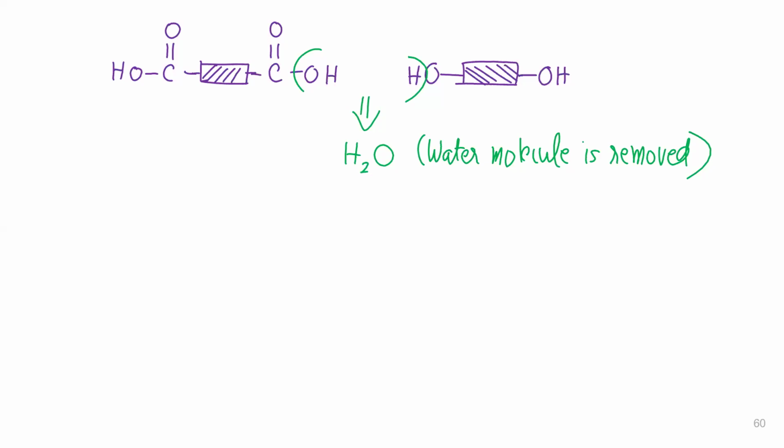H2O, a water molecule, is removed. Now, can you explain how water is removed in this example, where is the water coming from? There are two H's and one O, so H2O. One molecule is losing OH, the other molecule is losing H. They together are forming water.